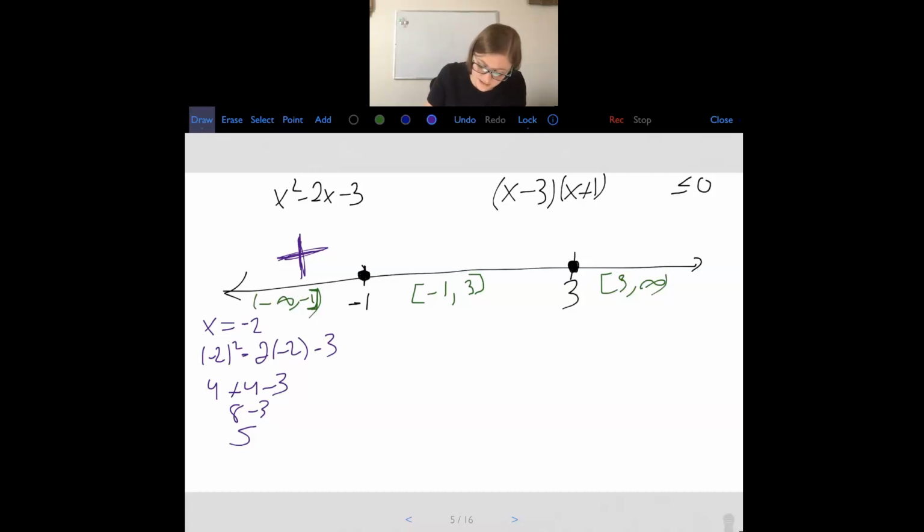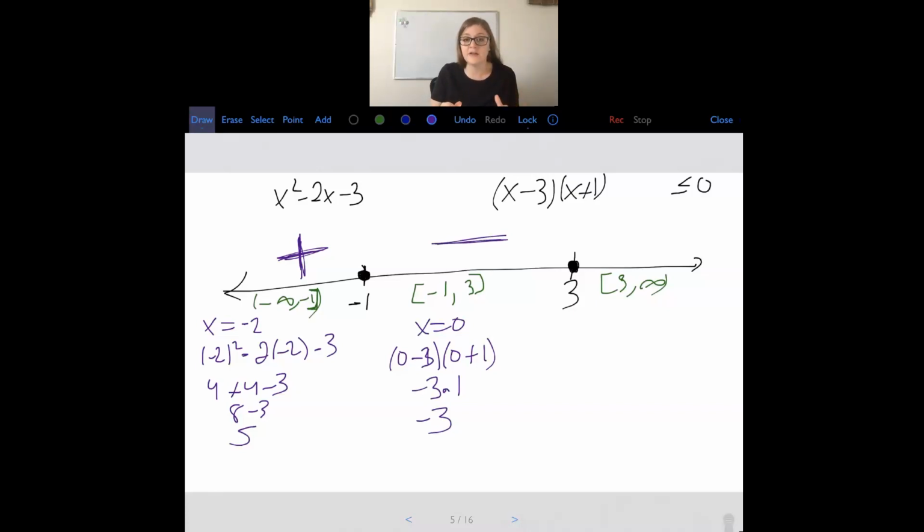In our interval negative 1 to 3, I'm going to check x equals 0. I try to pick easier numbers, and for this one I'm going to plug it into the factored form. Okay, this is just giving you different options. You can still plug it in to x squared minus 2x minus 3. So if I plug it in, I'm going to get negative 3 times 1, which is negative 3, so this is a negative.